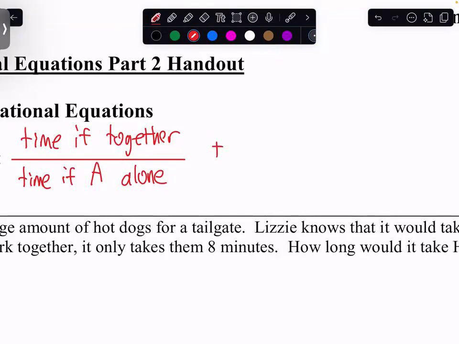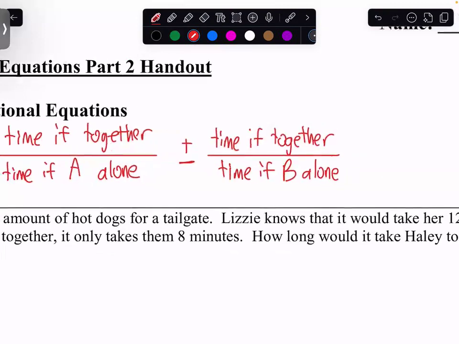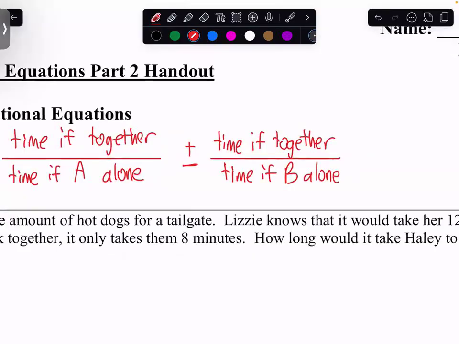Then you either add or subtract a second fraction. The numerator is the same: it's again the time if the two entities in the problem are working together. This time the denominator is the time if B is alone, where B is whatever the second thing is in the problem. Together that equals simply 1.